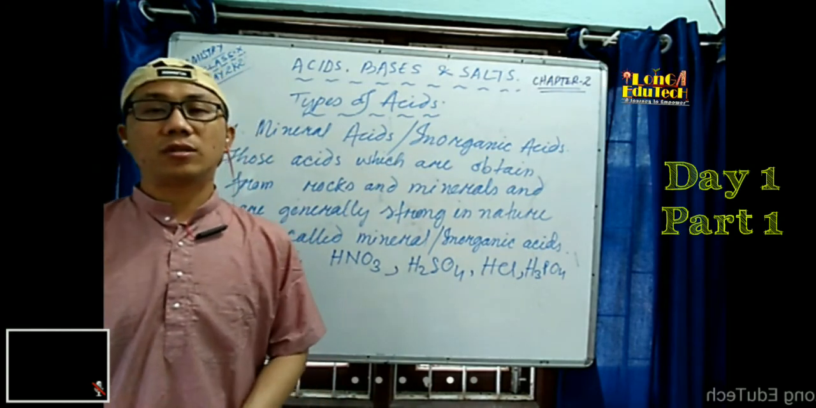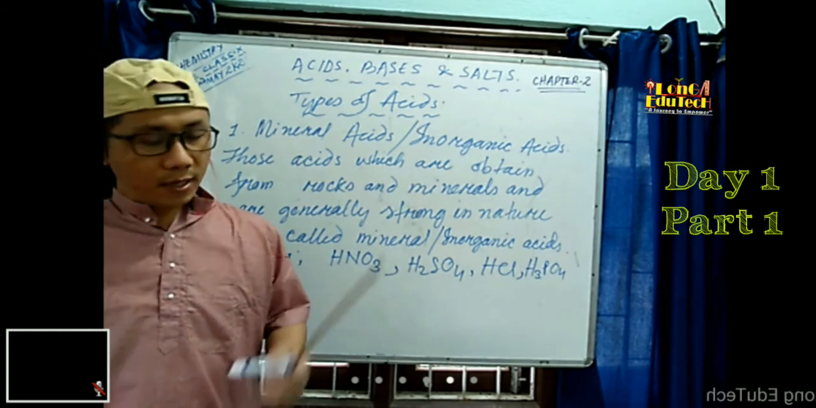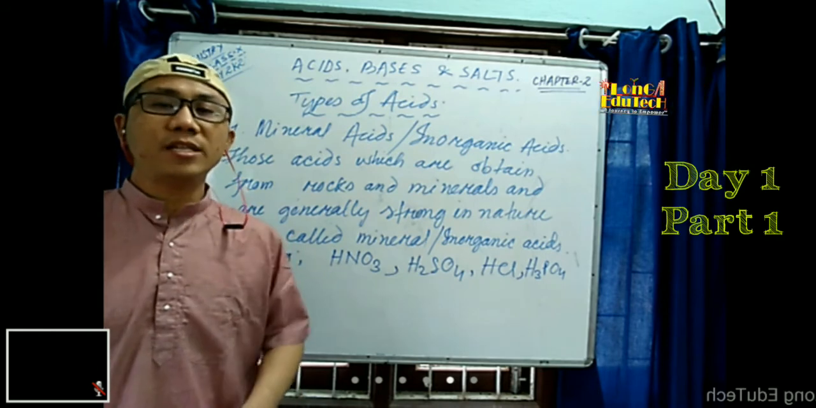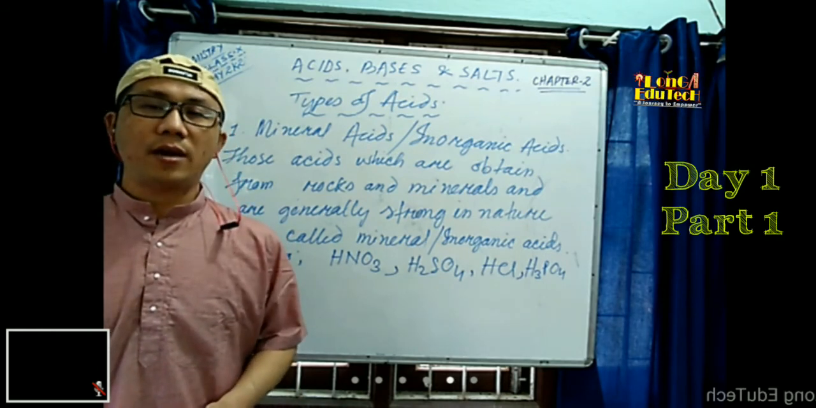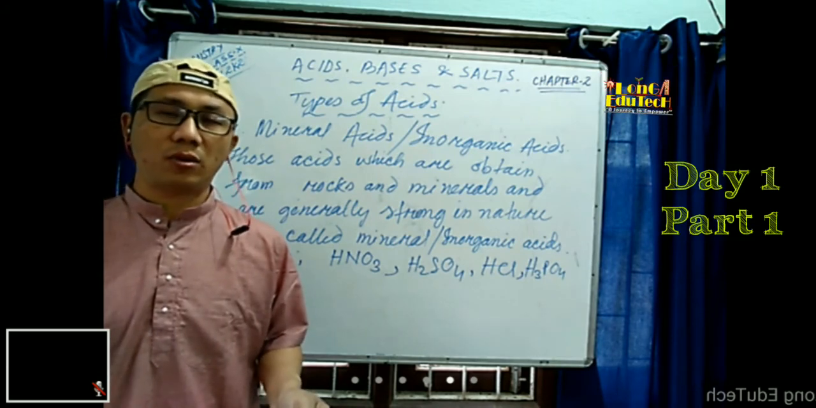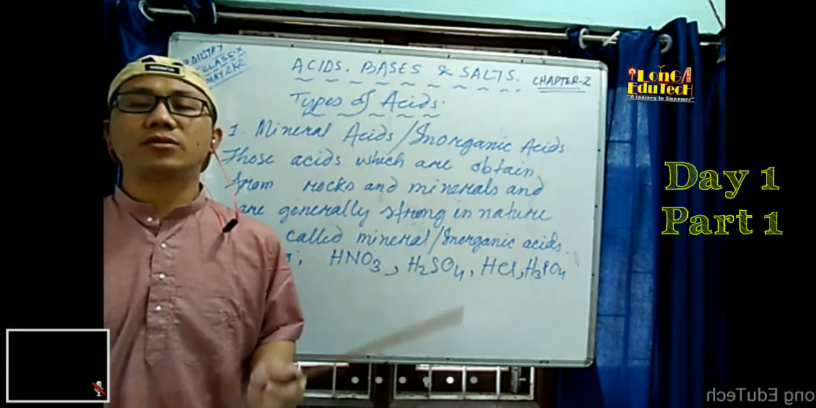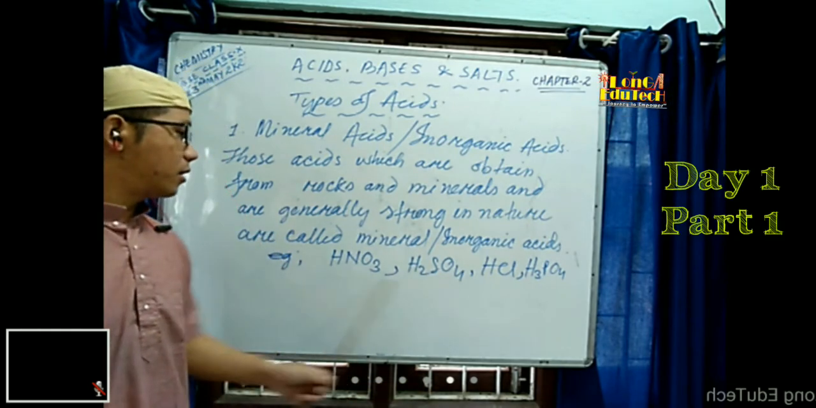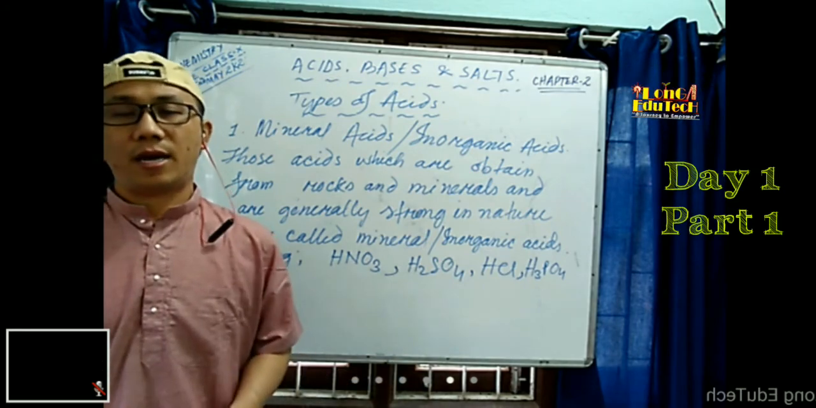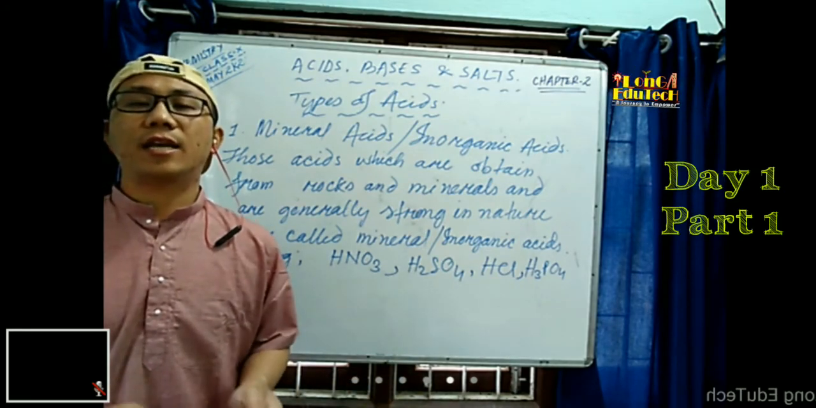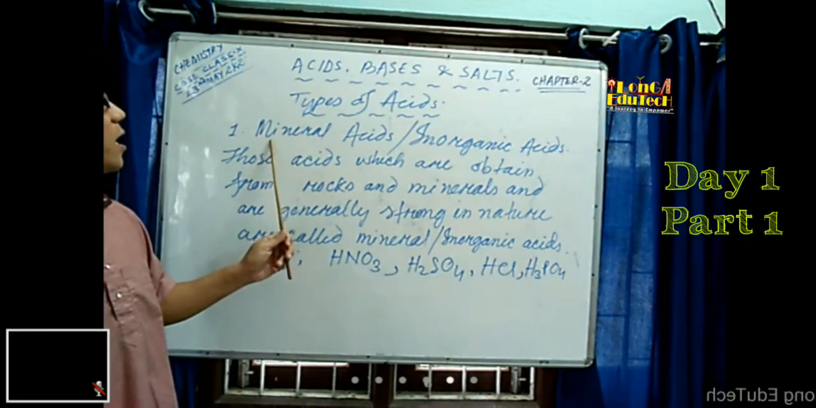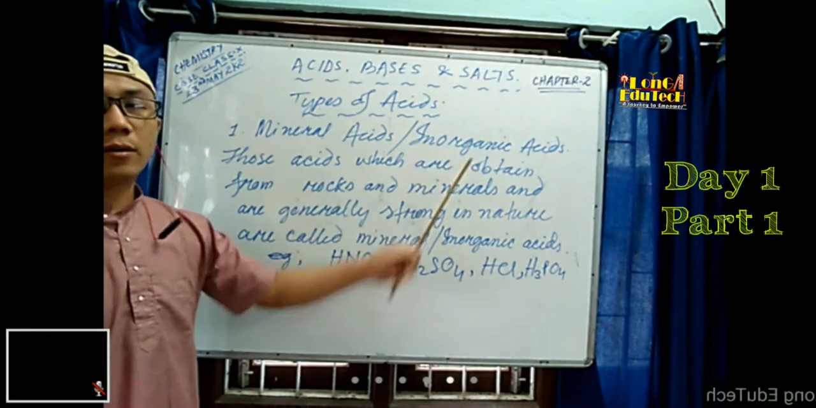That's why those people who do black market business in gold buy gold from countries where it sells at a cheaper price, dissolve it in aqua regia, and bring it like that. From that aqua regia, we can get the gold back again. So this is the first one, the mineral or inorganic acids.